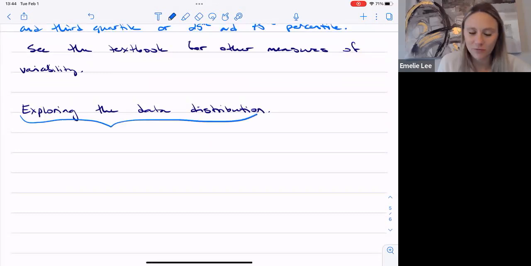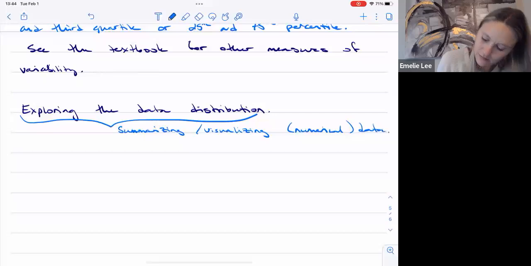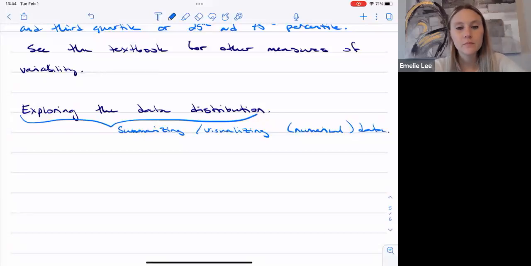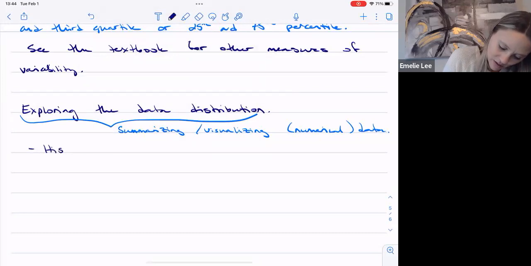How would I have called this before? I would call it summarizing / visualizing, and I'll put in brackets numerical data. Okay. So what are some of the things that we have seen in the past? Well, we've seen histograms. All right, so we've seen histograms.